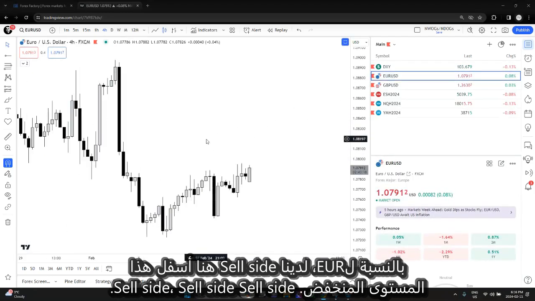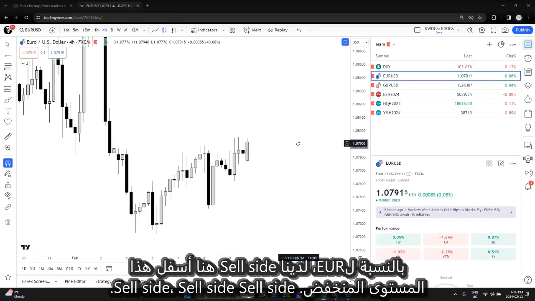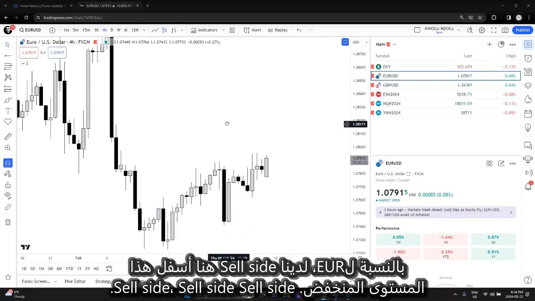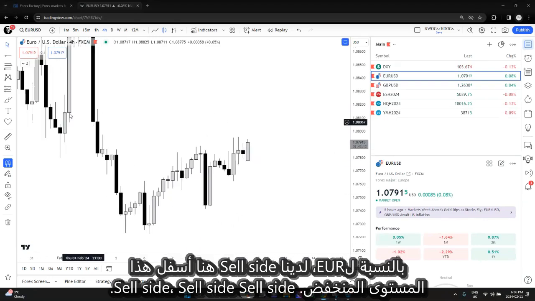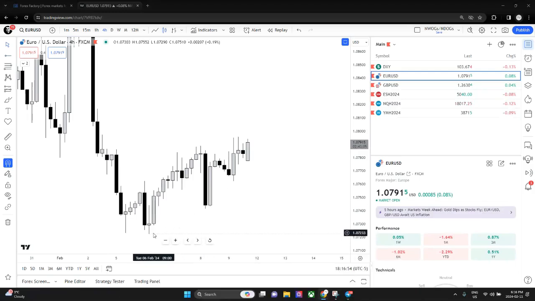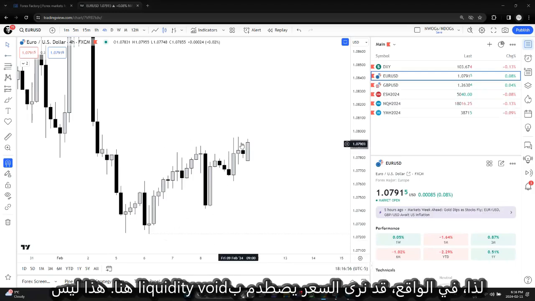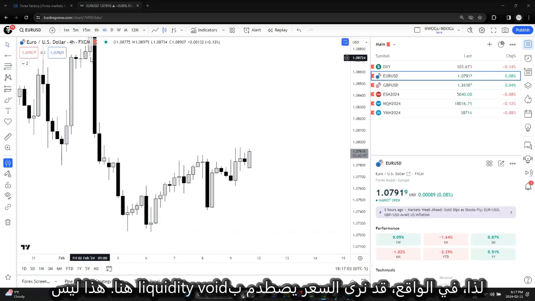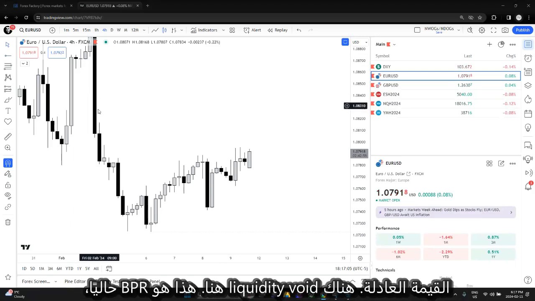For EU, we have sell side right here below this low. Sell side, sell side, sell side. So actually we could see price run into this liquidity void right here. This isn't a fair value gap, this is a liquidity void right here.